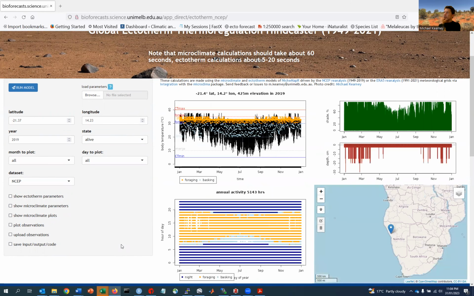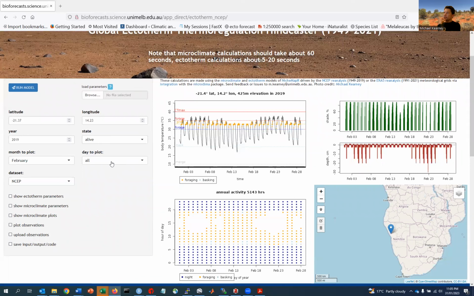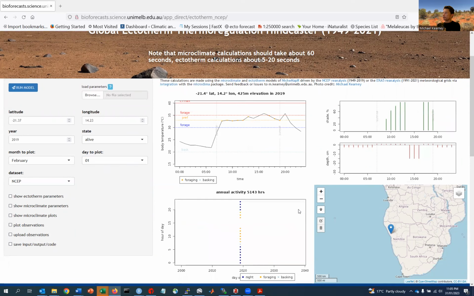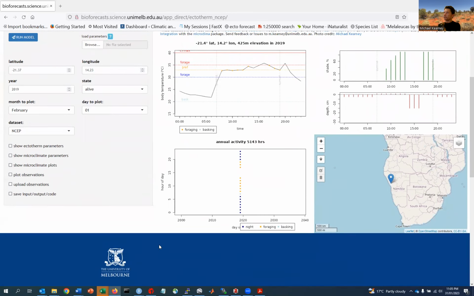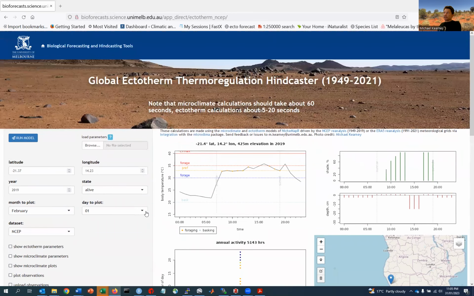It's just loading those calculations. So you can see it's the same set of plots. It's got the activity plot and body temperature plot. It's got the shade, it's got the depth, and it's got the activity window, but it's actually showing every single day of the year for, in this case, 2019. And you can choose a particular month to plot or a particular day to plot. And then this is looking a bit more like the previous app from that point of view. Okay, so that's the Ectotherm model.